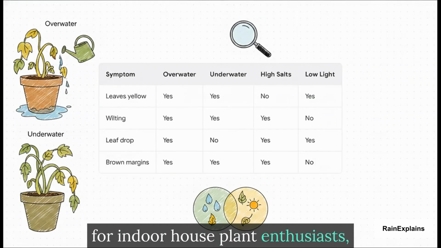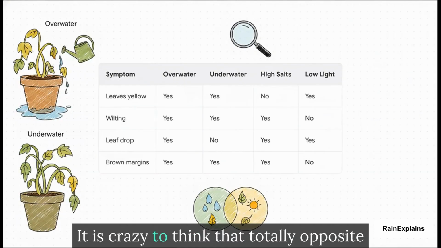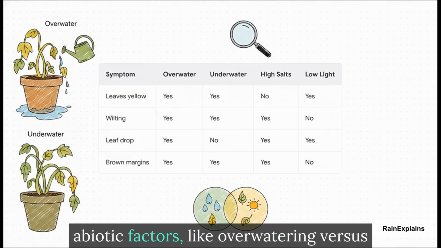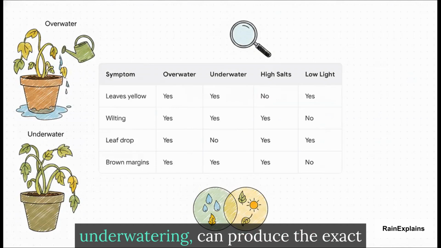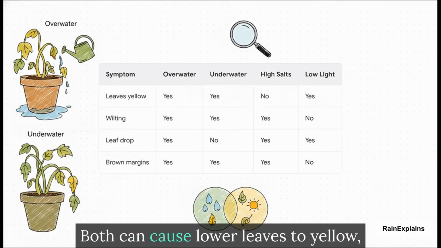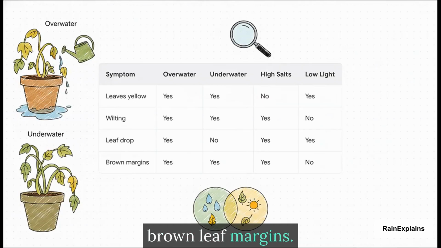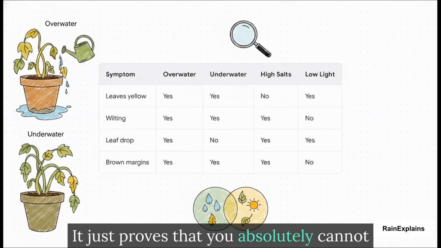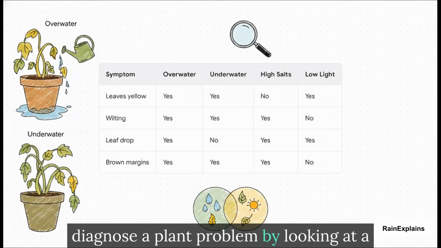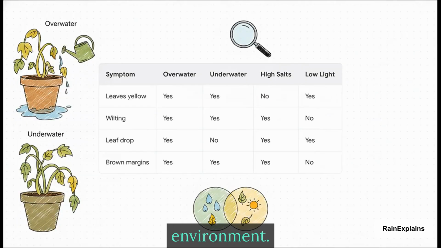For indoor houseplant enthusiasts, comparing these factors is incredibly revealing. It is crazy to think that totally opposite abiotic factors, like overwatering versus underwatering, can produce the exact same visual symptoms. Both can cause lower leaves to yellow, both cause wilting, and both cause brown leaf margins. It just proves that you absolutely cannot diagnose a plant problem by looking at a single symptom in isolation. You have to look at the entire environment.